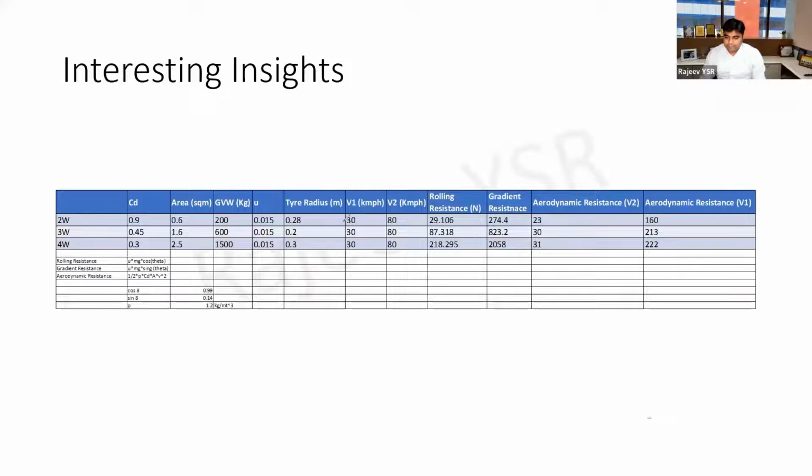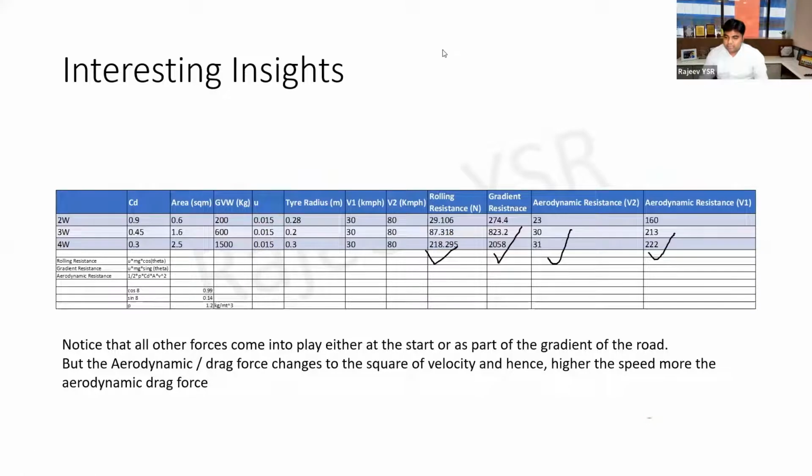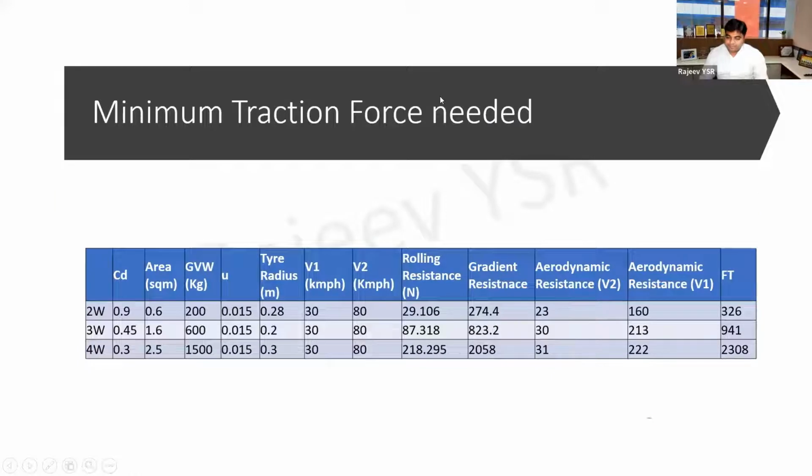We have calculated the rolling resistance, the gradient resistance, and the aerodynamic resistance at a smaller velocity as well as at a higher velocity. Now the interesting insights, what we saw for ourselves, is very simple. We saw that the aerodynamic or drag force changes with the square of the velocity, and hence the higher the speed, the more the aerodynamic force. This we have seen clearly. Now let's continue. This is very important.